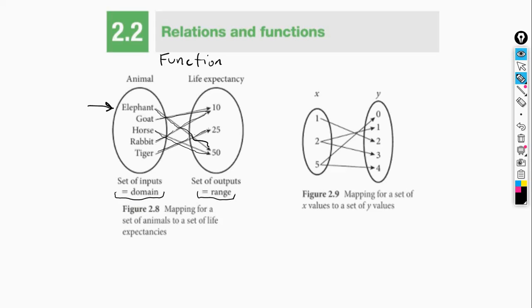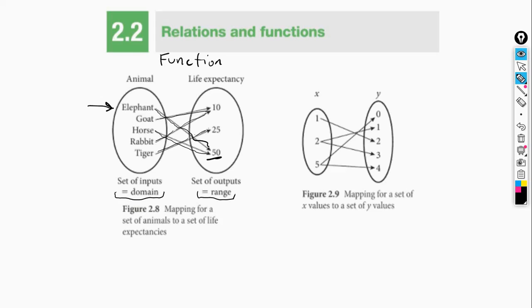And same with each one of these animals. Each one has one possible life expectancy. And it is not a problem if, for example, the life expectancy of 50 years is the same for the horse and the elephant. So you can repeat the values that are in the output set. That's not a problem.